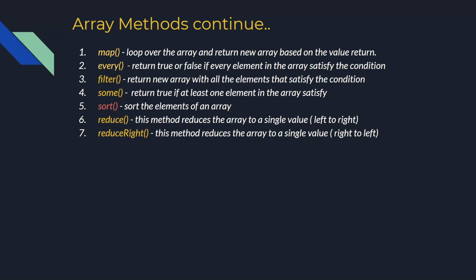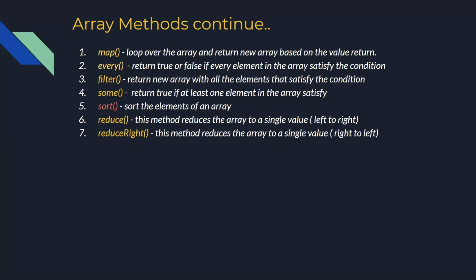Then we have the filter method, the most commonly used method for filtering. Based on the condition, if the condition is satisfied, it returns that element from an array. So it's basically for filtering the data in an array. Then we have the some method. Some is the opposite of every. Every checks that all the elements should satisfy the condition. The some method says if any of the elements satisfy the condition, return true.